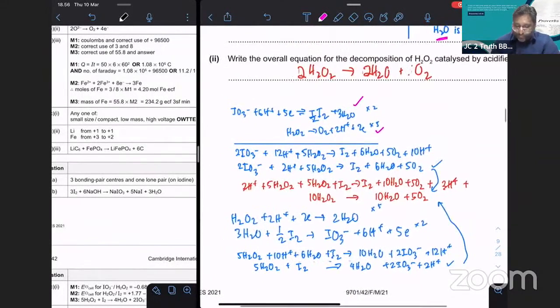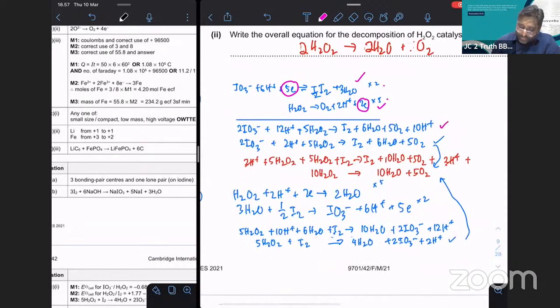What I did first is to eliminate the electrons. You see 5 electrons, 2 electrons. So times by 2, times by 5, to get 10 electrons. So everything must be multiplied by 2 and 5. Once you balance that, you will get something like this.